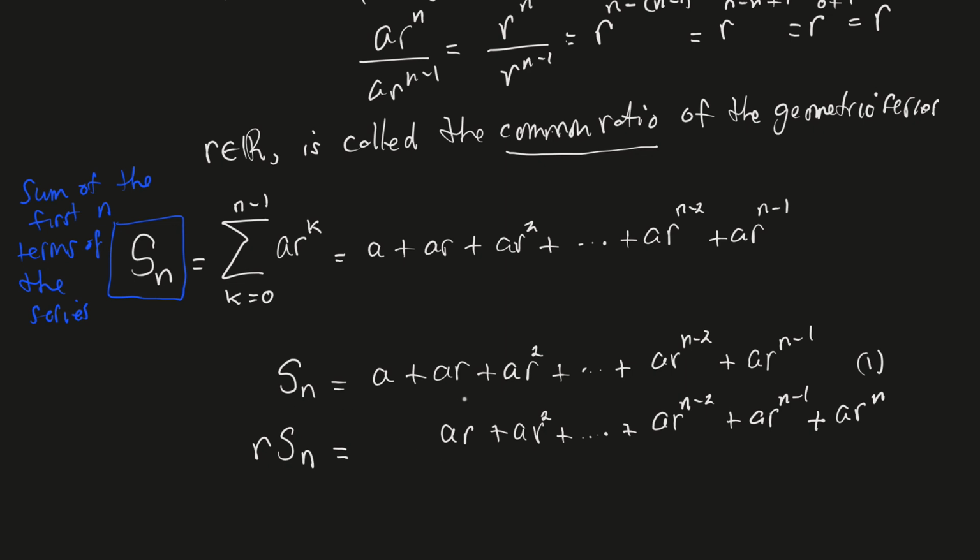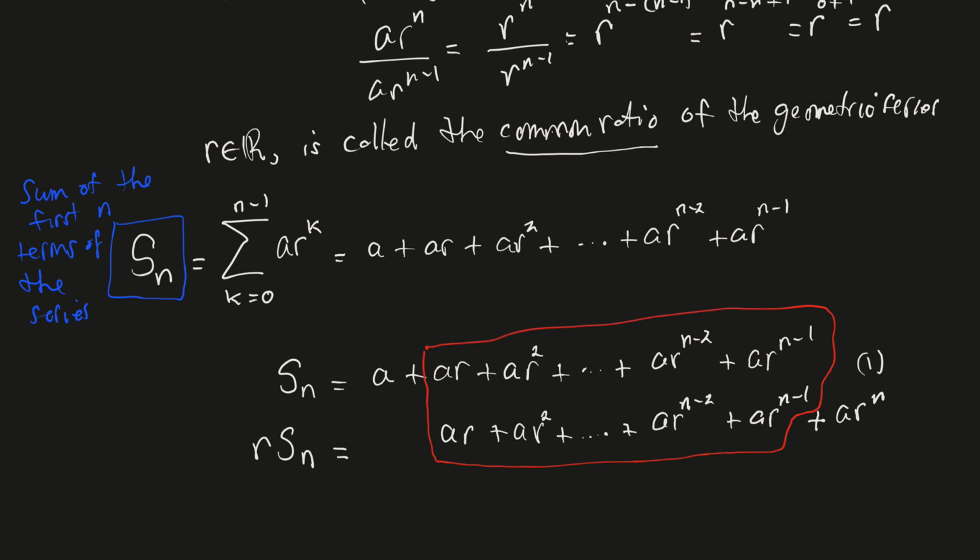So we essentially have two versions of the same equation. This is the nth partial sum, and this is the nth partial sum times that common ratio. But they have so much in common. Look, they have all of these in common.